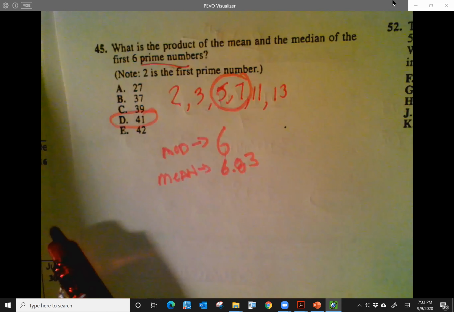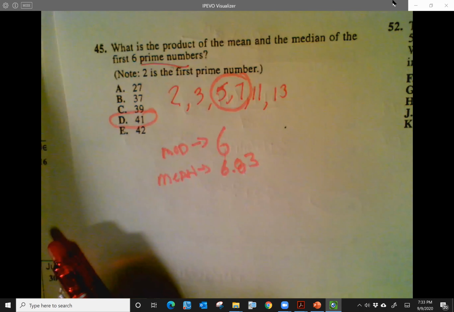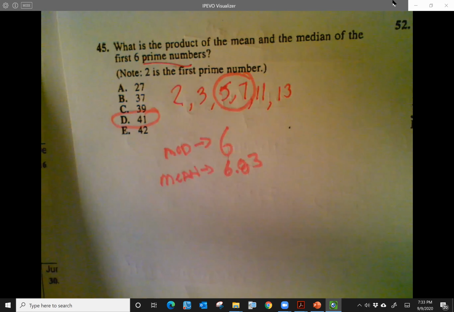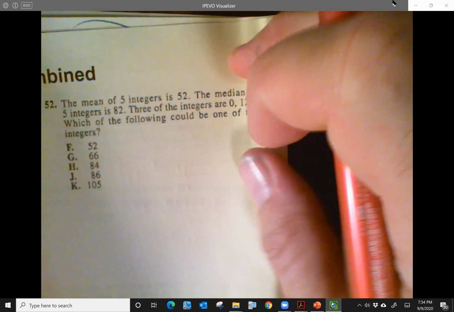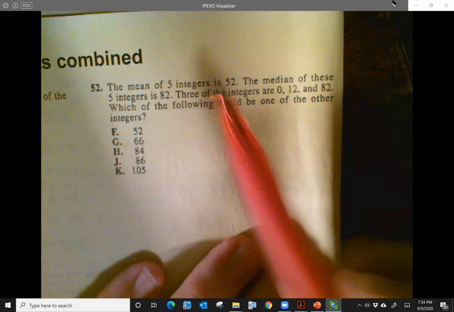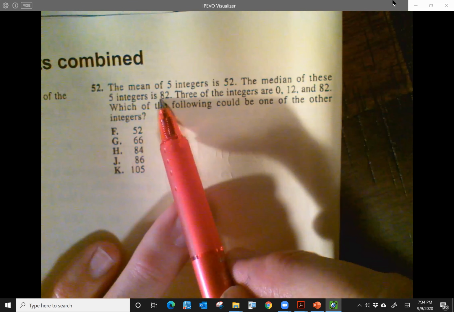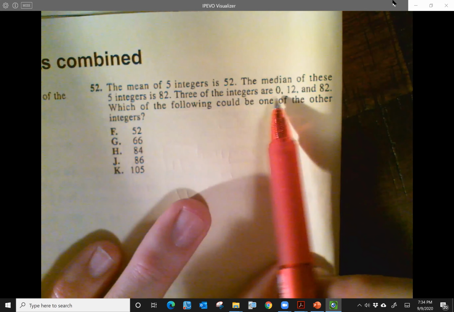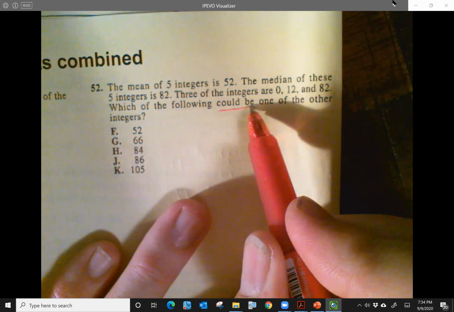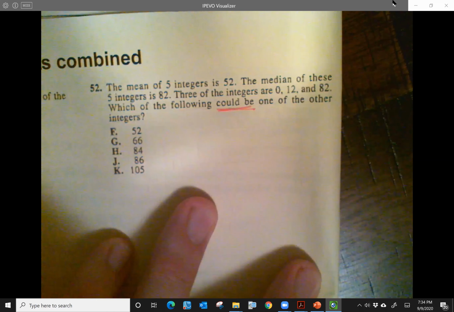Okay, I want to look at one more of these and move on to another topic to talk about here, and it's number 52, and it's by far one of my favorite questions in here. It's got so much of the statistics combined. The mean of 5 integers is 52. The median is 82. 3 of the numbers are 0, 12, and 82. Which of the following could be one of the other integers? Doesn't have to be, but it could be.